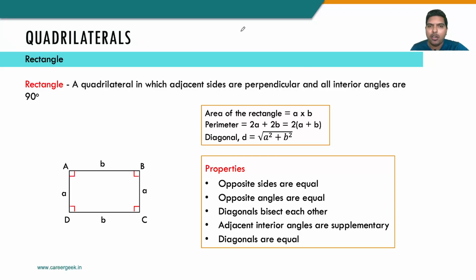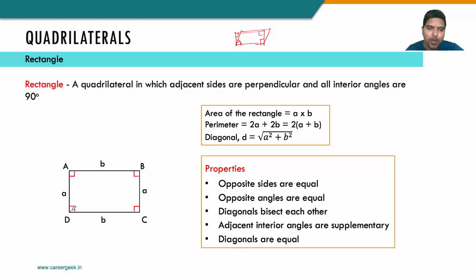Now, parallelogram, if the angles between the sides become 90 degrees, then the parallelogram becomes a rectangle. So in a rectangle, all interior angles are 90. The area of the rectangle becomes length into width, which is A into B. Perimeter is same as parallelogram.